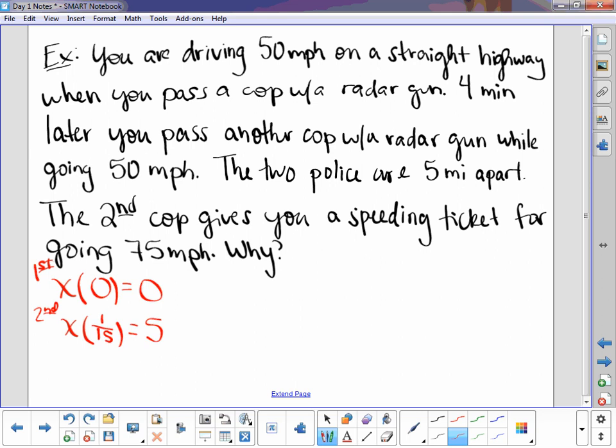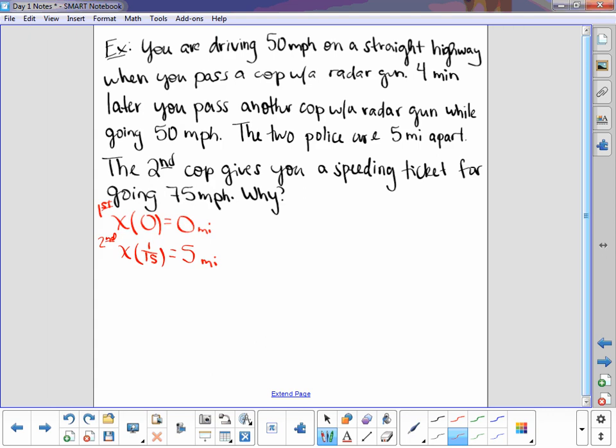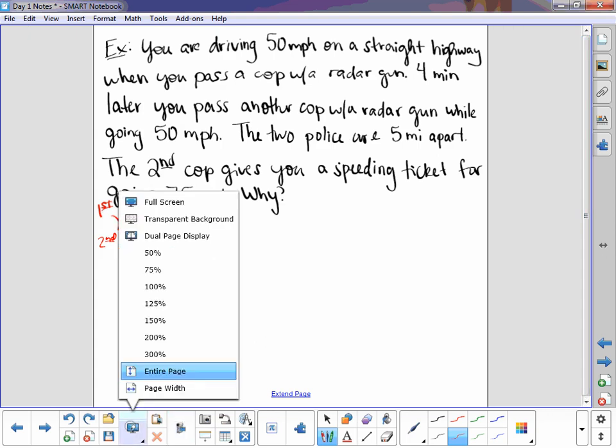Alright, so at time 0, we are at position 0 with our first cop. And then 1/15 of an hour later, we have traveled 5 miles. Alright, so let's go ahead and calculate our speed over that time frame.